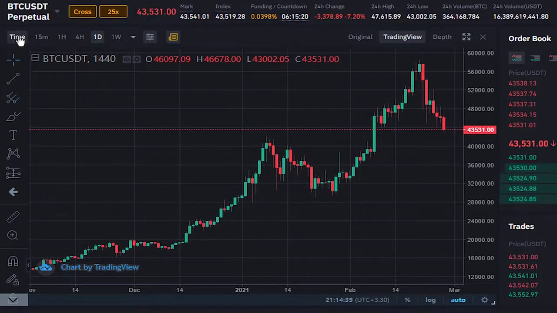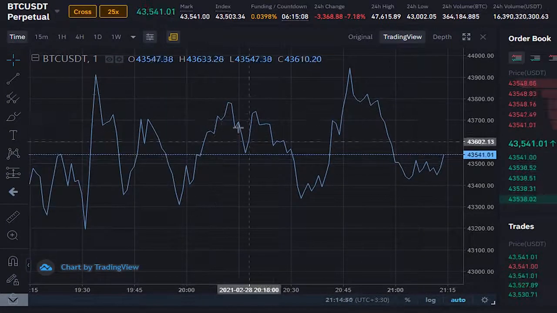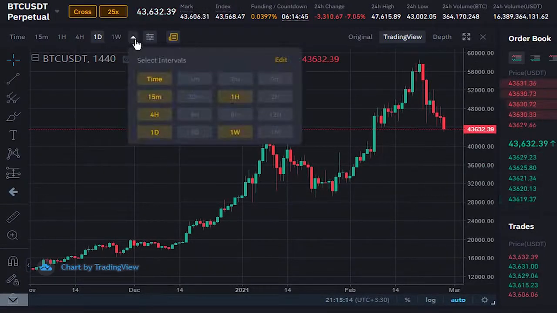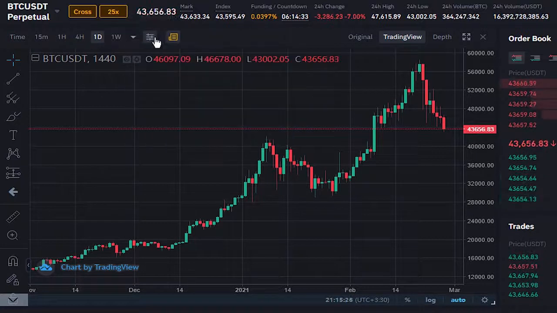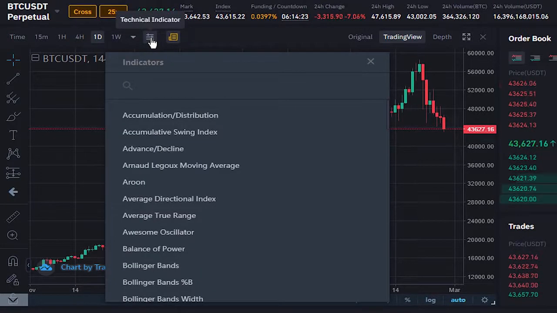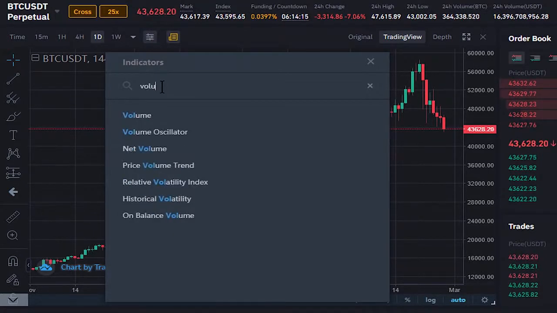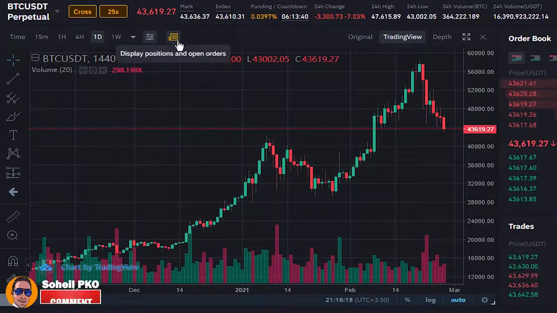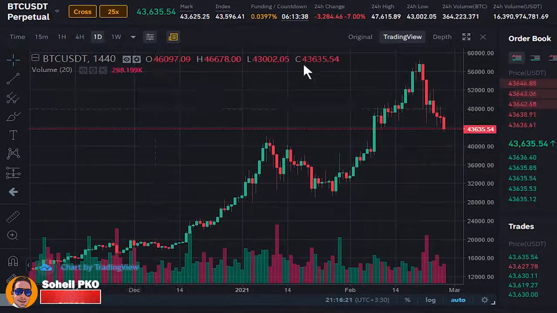And if you click on time, you'll have line chart. Let's get back to candlestick chart. Here, by the help of this button, you can select your favorite time frames to be shown here. By the help of this button, you can add indicators or other market information to the chart. For example, let's add volume. And here it is. And this button, if selected, your positions will be shown on the chart.